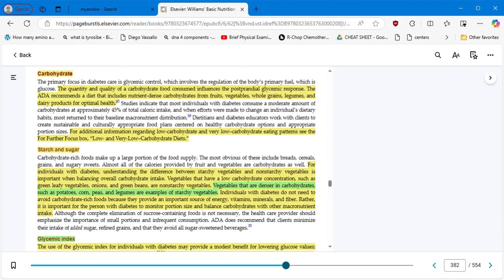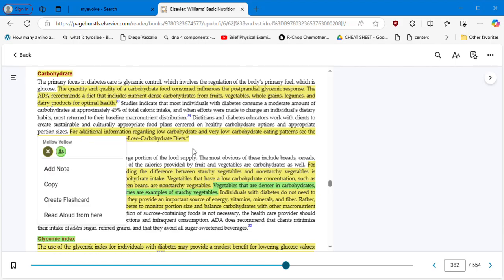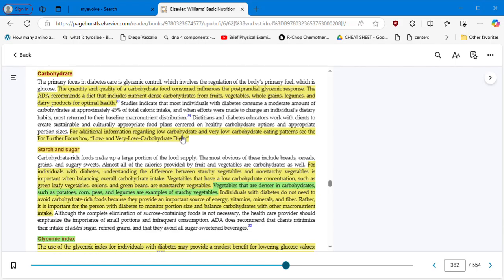You should choose your green lettuce, your spinach, your kale, right? Arugula, your tomato, cucumber, your peppers, radishes. Okay, tomato, cucumber for salads, right? Now, for additional information regarding low carbohydrates and very low carbs eating patterns, see the for further focus box.